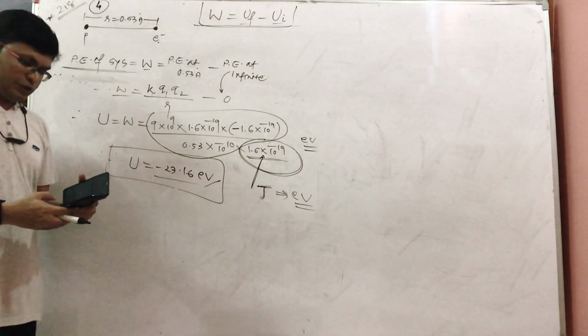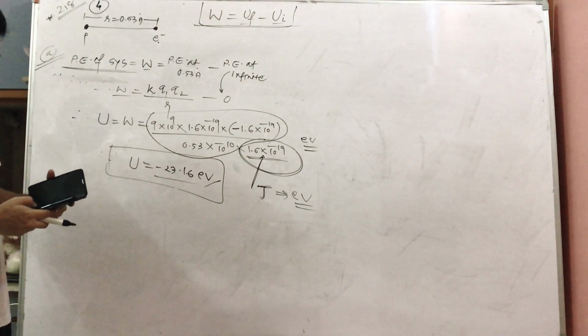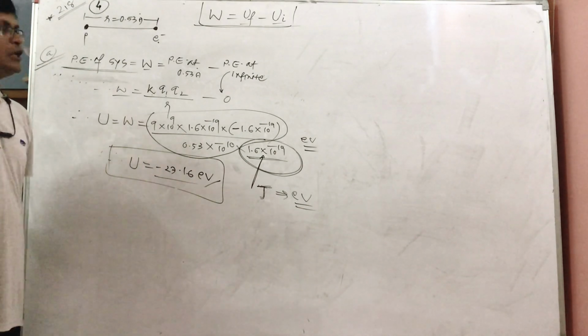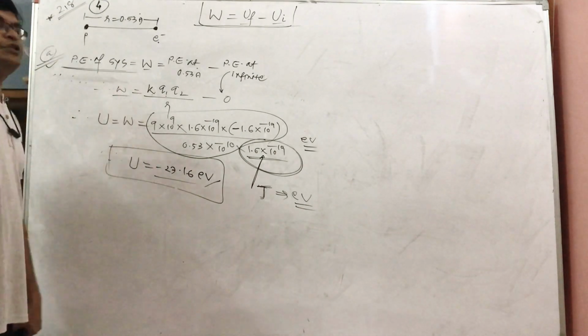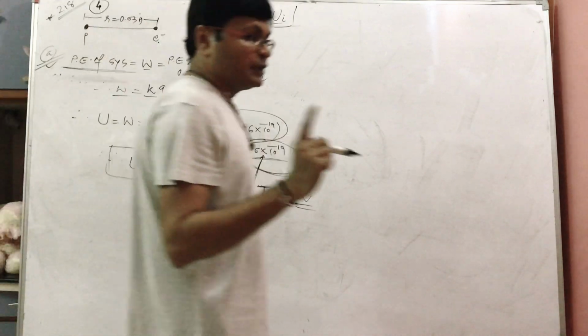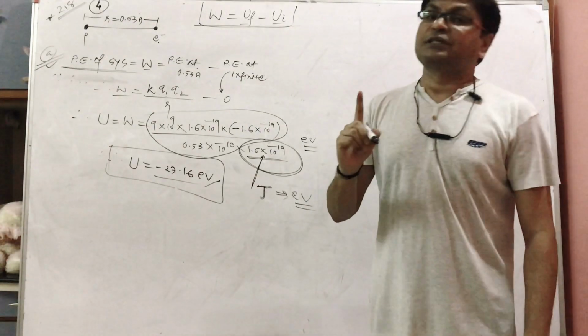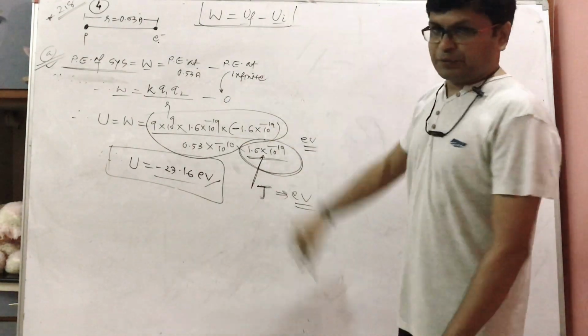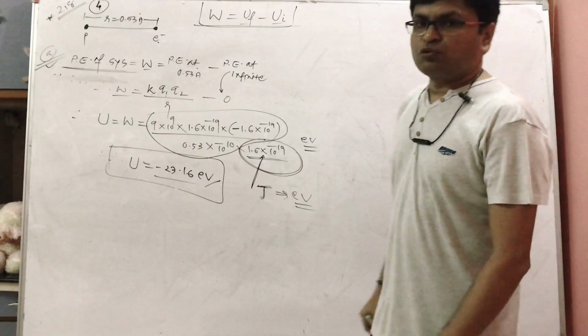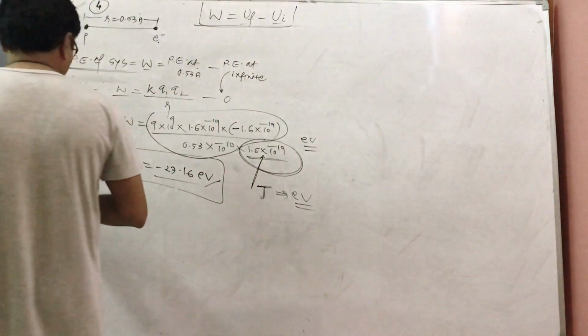You can see that the first part we have discussed. What is the answer of it? Minus 27.16 electron volt. This is the potential energy of the system if zero of potential energy is considered at infinite separation. Okay, now I move towards the next part, second part, B part.